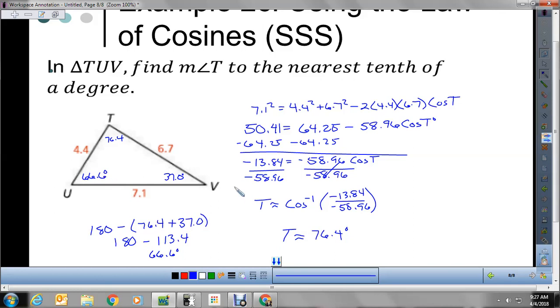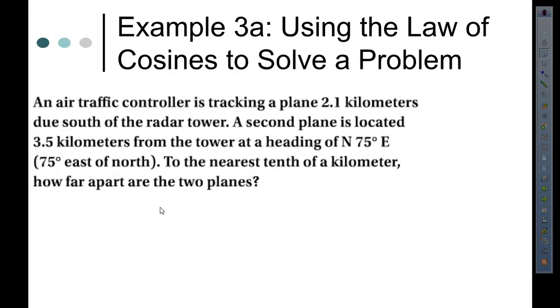All right, so now let's take a look at a couple word problems. An air traffic controller is tracking a plane at 2.1 kilometers due south of the radar tower. A second plane is located 3.5 kilometers from the tower at a heading of north 75 degrees east.